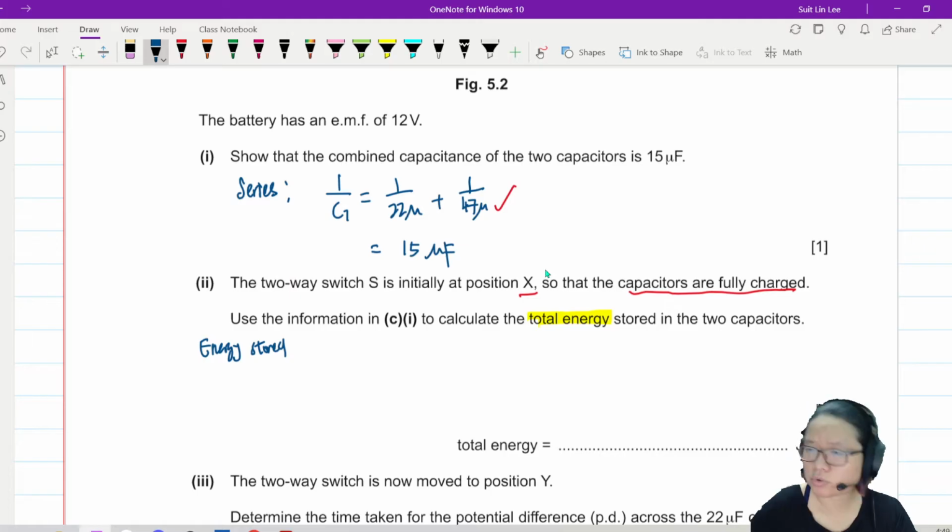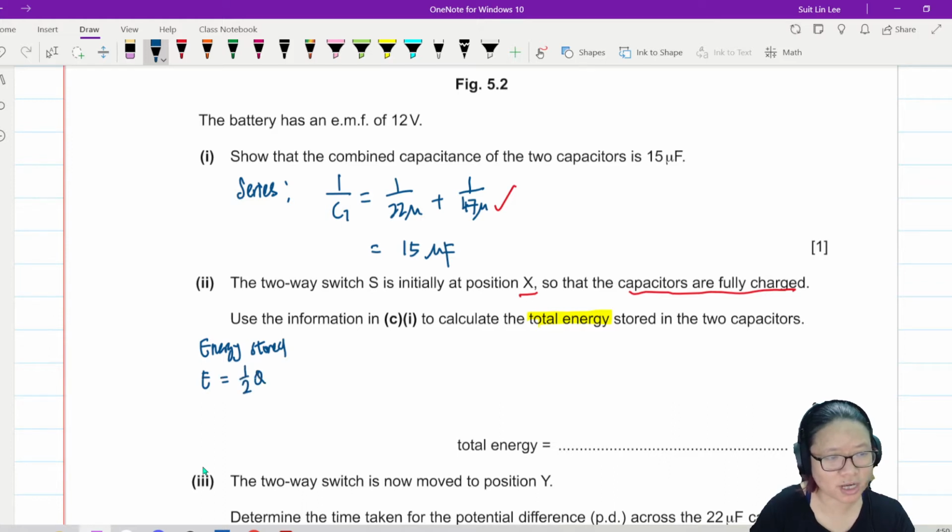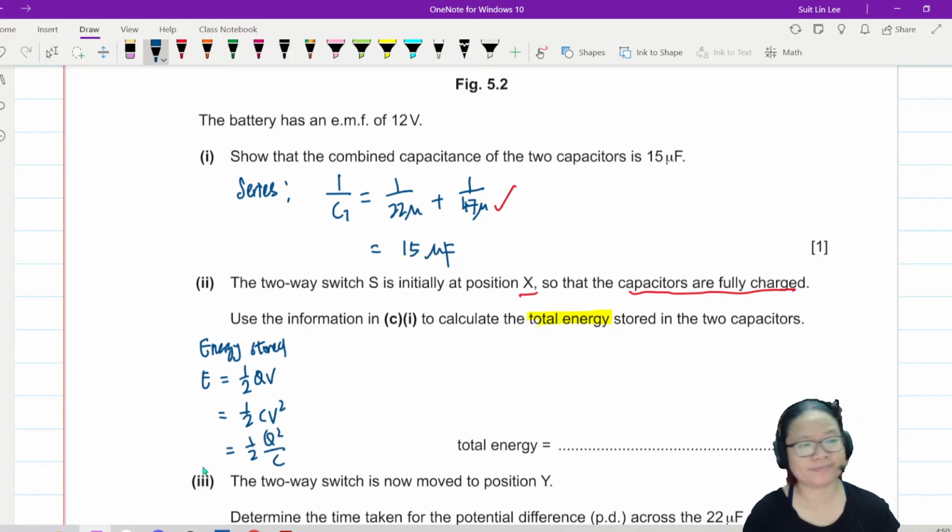Did I give you the equation? I also don't know. Let me see. Equations given. Energy of the capacitor is not given to you, unfortunately. So you can use half QV, half CV square, or half Q square over C. All right, they're actually the same equation. We just keep substituting Q equal to CV to simplify.